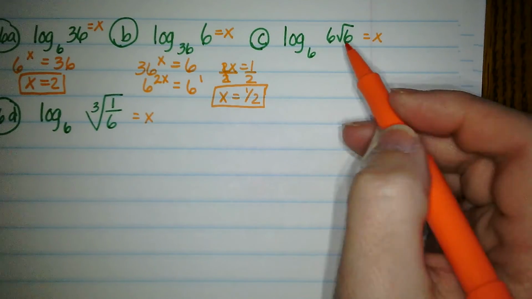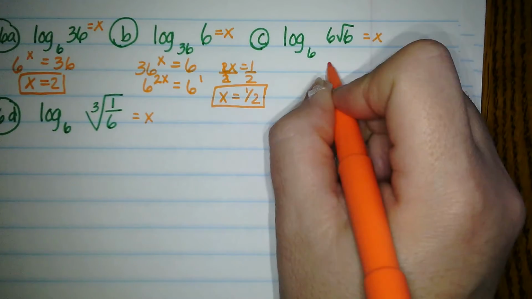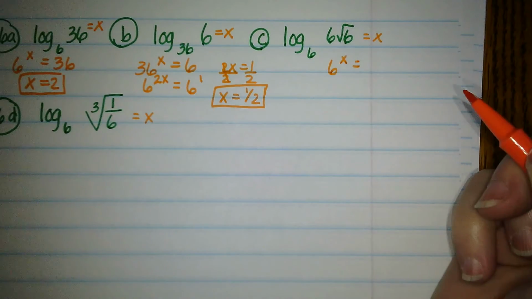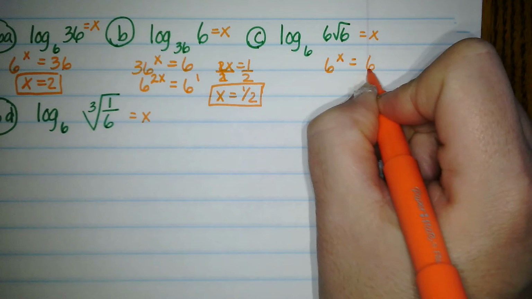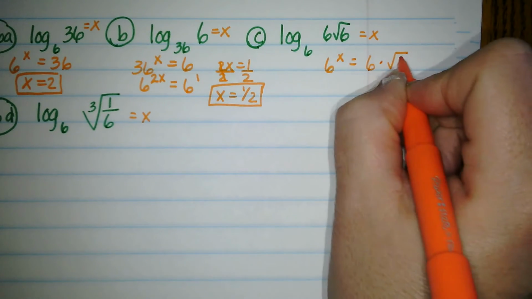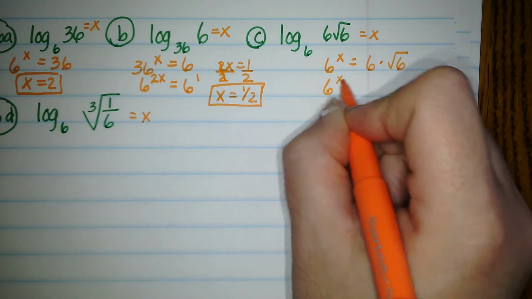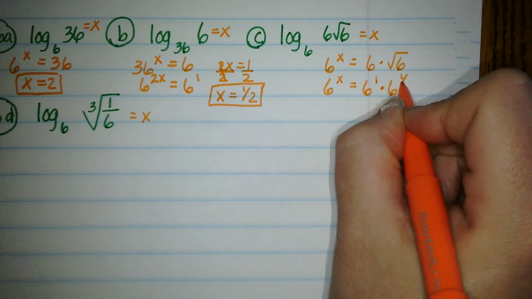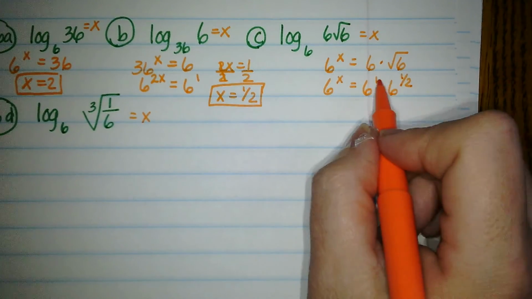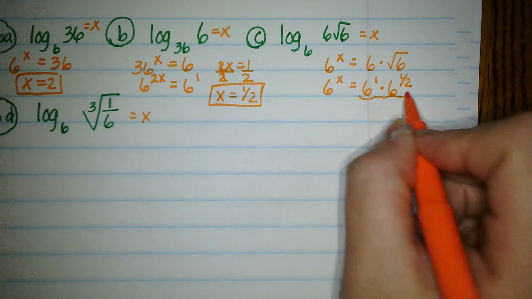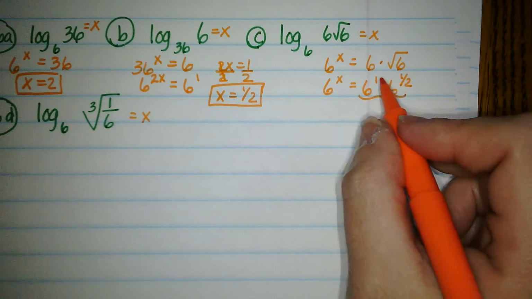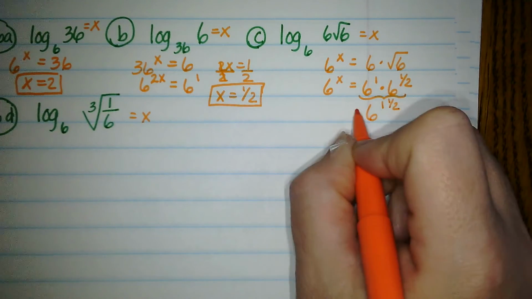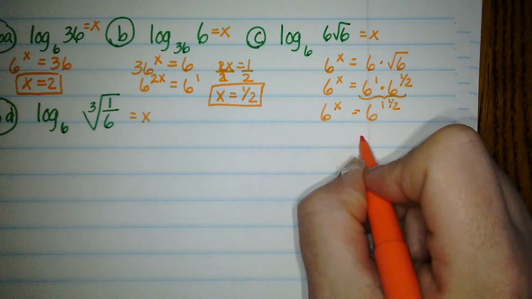Letter C. This is 6 to the x power equals 6 radical 6. Now, I'm going to break this up and I'm going to say 6 times radical 6. That means 6 to the first times 6 to the 1/2. So when I combine these by multiplying with exponents, I add them. This is going to be 6 to the 1.5. And that makes x 1.5.